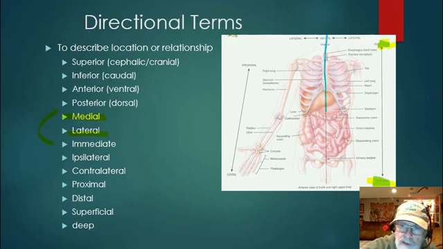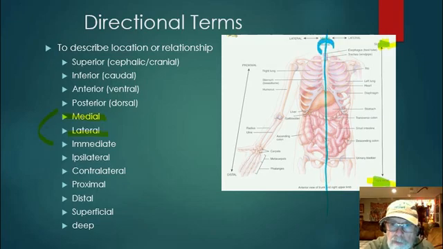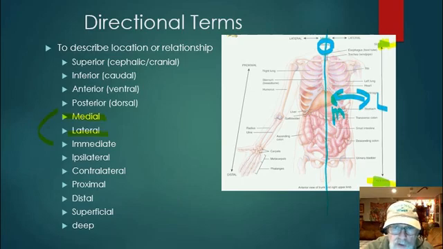Now, this is the line that we talked about before. Remember we talked about the sagittal plane, the mid-sagittal plane? We said there's also another word that's called the midline. The midline is a line that comes right down the middle of the body. If something is closer to the midline, it's called medial. If something is further away from the midline, it's called lateral. So if it's closer to the midline, it's medial. If it's further away, it's called lateral.